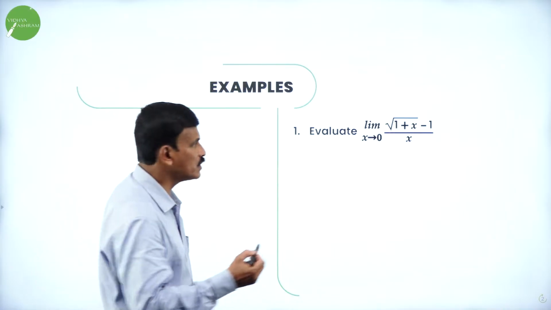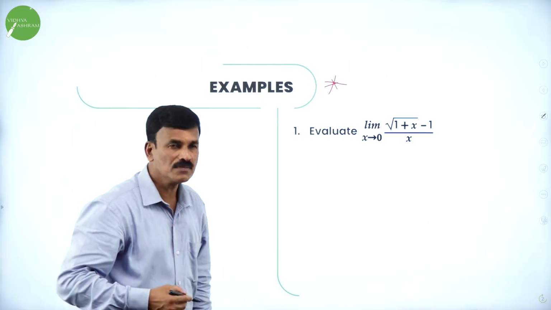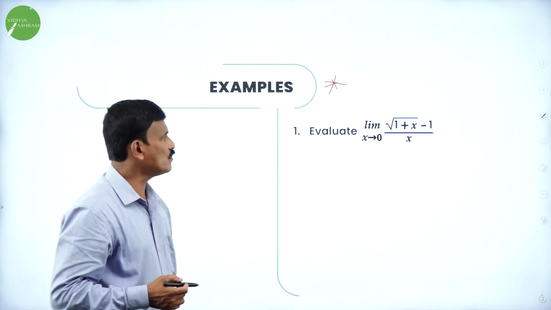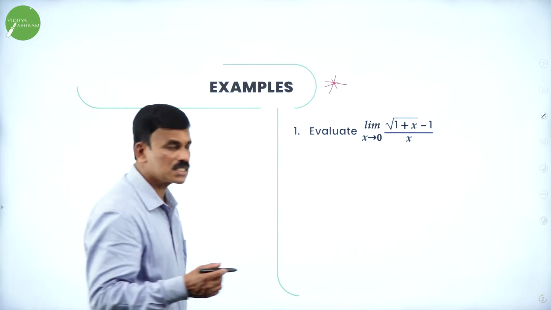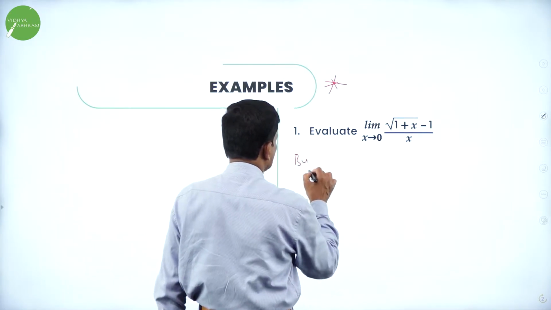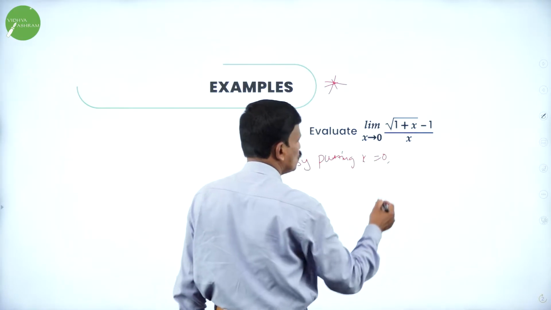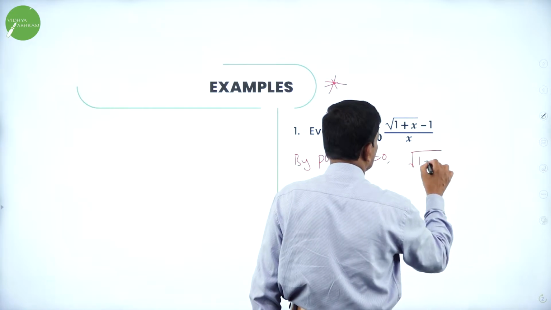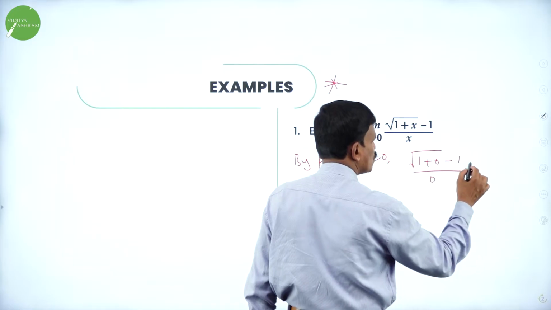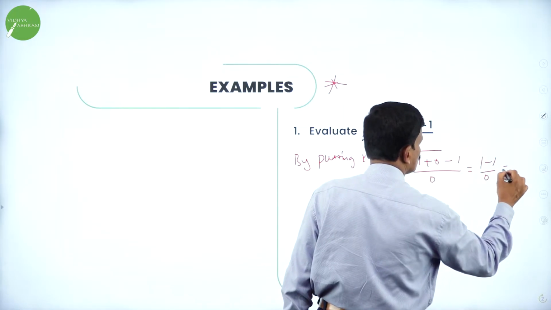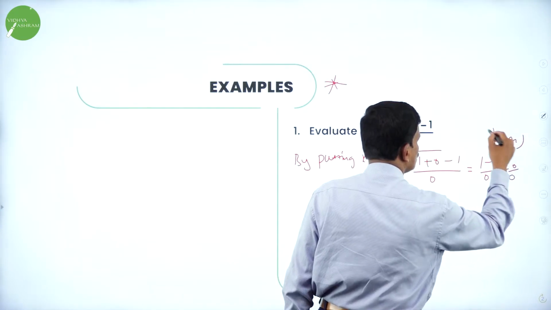This is very important. So, you may expect this type of questions for your final examination. So, limit x tends to 0 of root of 1 plus x minus 1 divided by x. Now, suppose by putting x is equal to 0, then this becomes root of 1 plus 0 minus 1 by 0. So, root of 1 plus 0 is root 1 is 1, minus 1 by 0, 0 by 0 form, which is an indeterminate form is obtained.